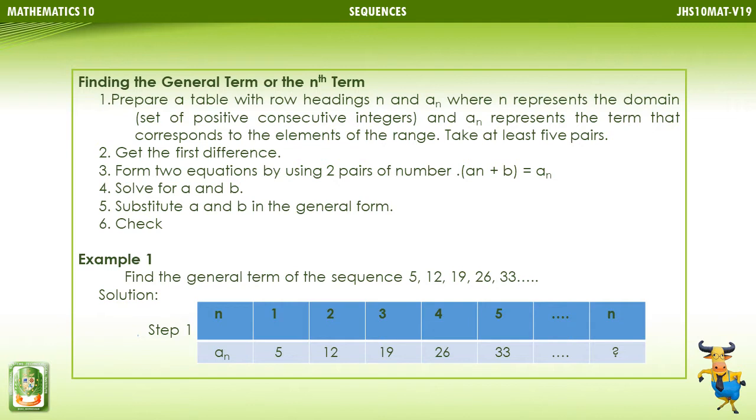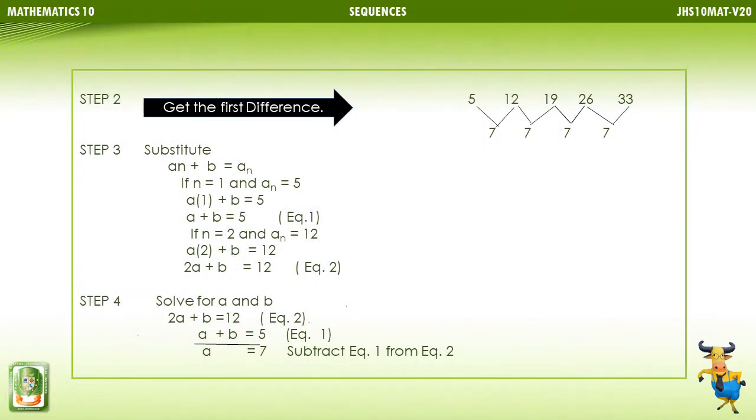Solution. Step 1. Step 2. Get the first difference: 5, 12, 19, 26, 33. Step 3. Substitute. an plus b equals a sub n. If n equals 1 and a sub n equals 5, then a times 1 plus b equals 5, a plus b equals 5, equation 1. If n equals 2 and a sub n equals 12, then a times 2 plus b equals 12, 2a plus b equals 12, equation 2.